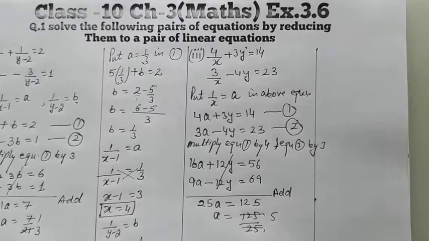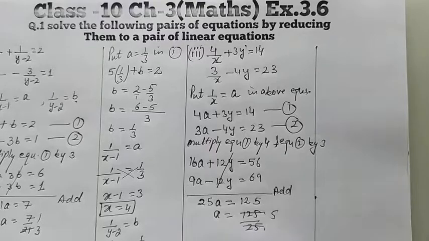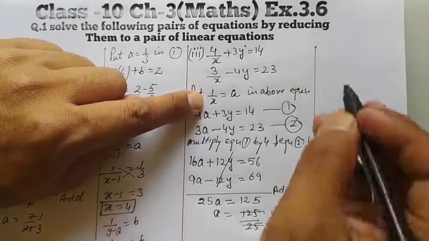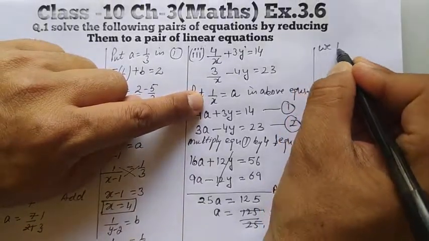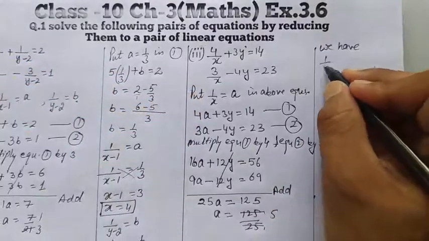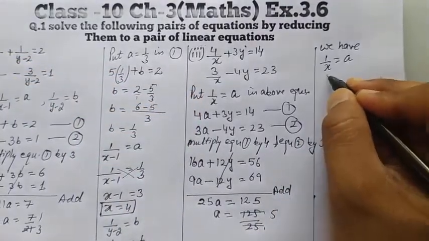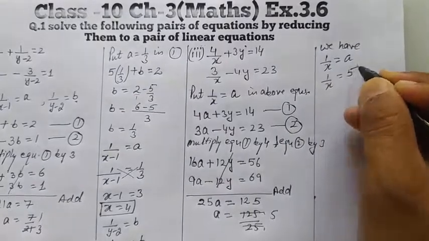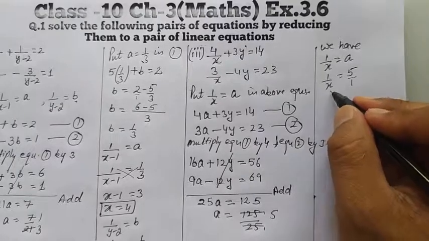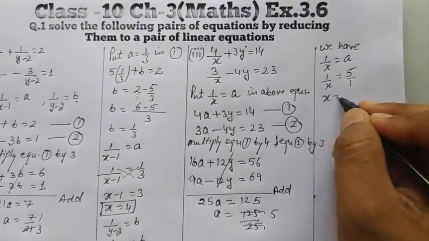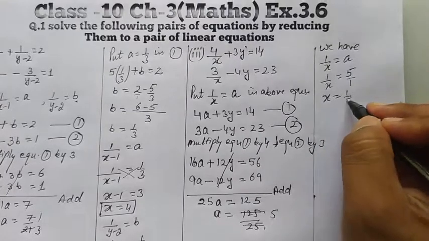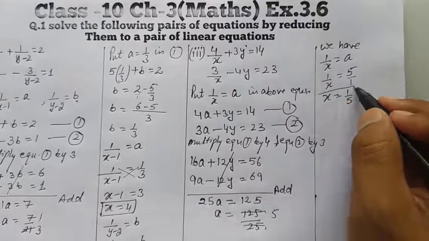Now we'll fill the value of a as 5 here. We have 1 by x as a. So 1 by x is a means 5. So if 1 by x is 5, then if we cross multiply, we will get 5x is 1 and x is 1 by 5, or simply you can write taking the reciprocal on both sides, so x will be 1 by 5. So the value of x is 1 by 5.